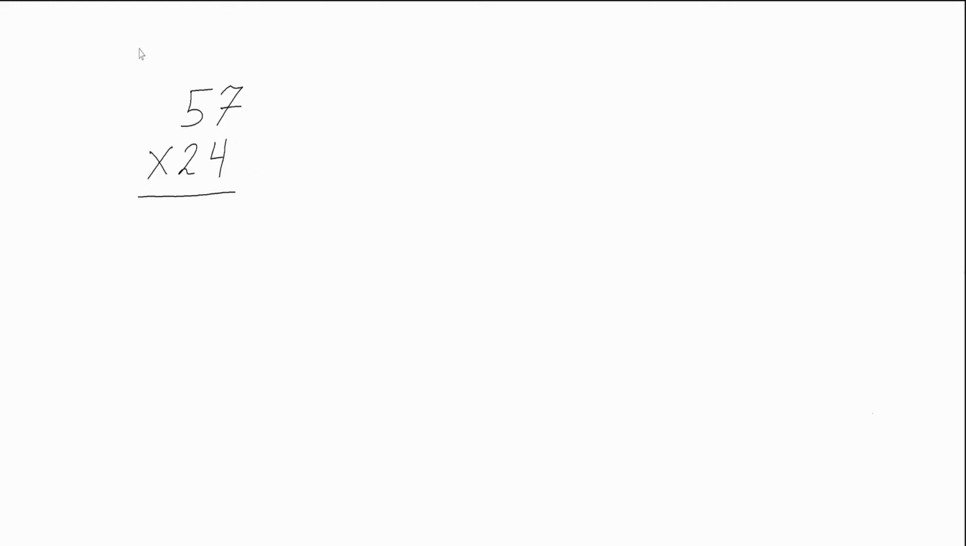In this problem, we are trying to multiply 57 by 24. The number we are factoring is 24. 24 can be factored to 8 and 3. So we multiply 57 by 8 and then by 3.